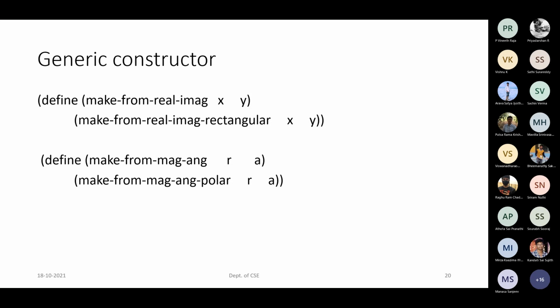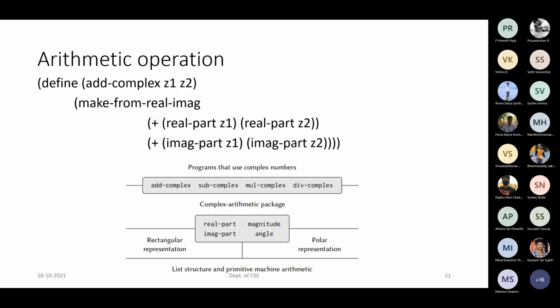So by making use of these procedures, we can directly call generic procedures. We can directly make use of the operation. If you see this hierarchy, for example, add complex number, which we have already defined, we can simply define it as make from real imaginary, and we will be extracting the real part. Once you reach the real part, by seeing the Z1 value, we can understand whether it is the rectangular form or polar form. Based on that, it can do the operation.